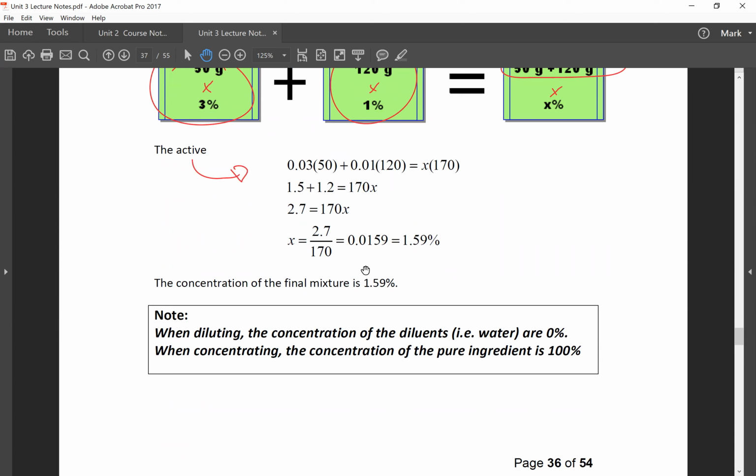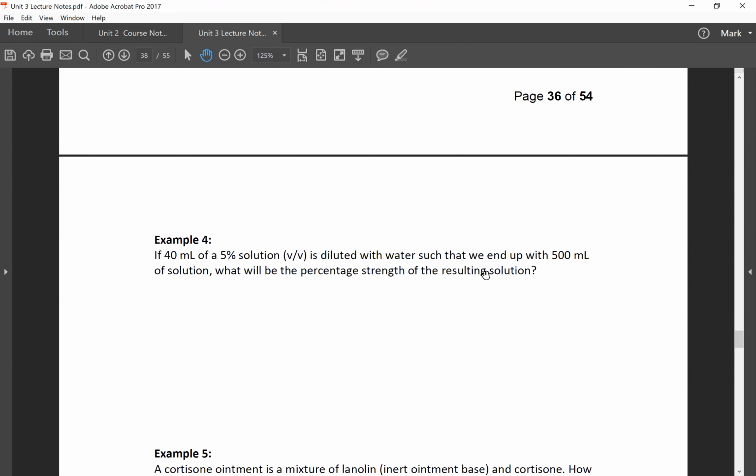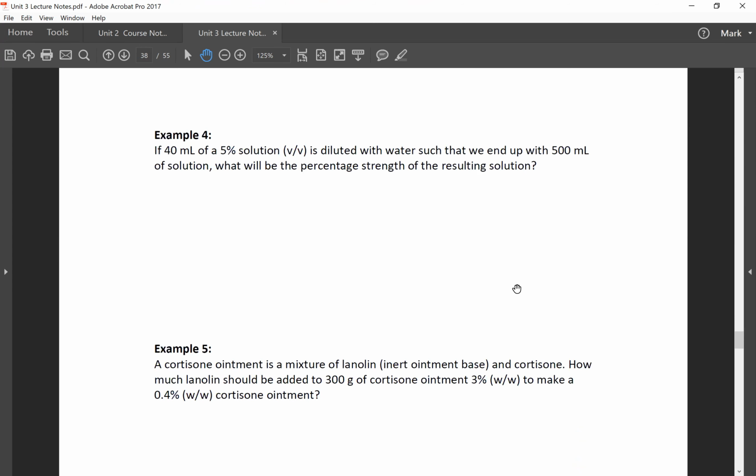There's a little note on the bottom. It says when diluting, the concentration of the dilutants like water are 0. We don't worry about those. When concentrating, the concentration of the pure ingredient is 100. Okay, so let's look at example number 4. I'll do example number 4, and then maybe you guys can try example number 5.